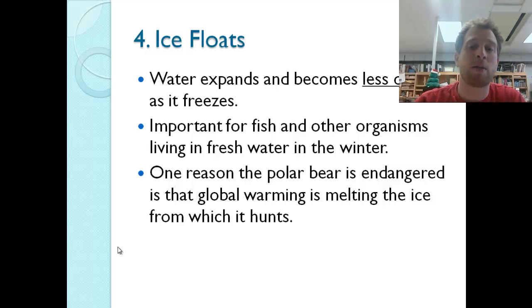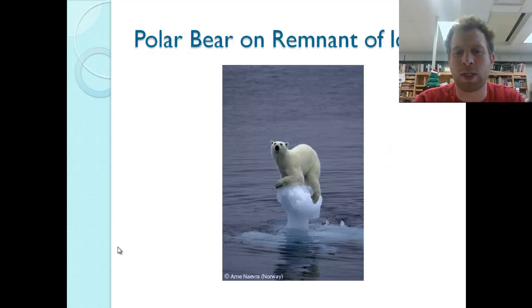Okay, and one of the reasons that the polar bear is endangered, global warming is actually melting a lot of the ice and uses it to hunt. Okay, we'll actually be using some of this ice in class this week. Okay, so here's a picture of a polar bear, and he's liking the fact that ice floats when it's frozen, simply because then he's got a place to kind of hang out on. But he's losing a lot of his ice here.